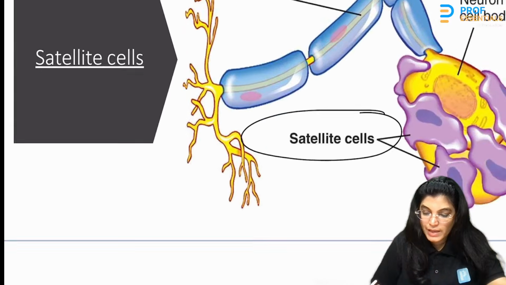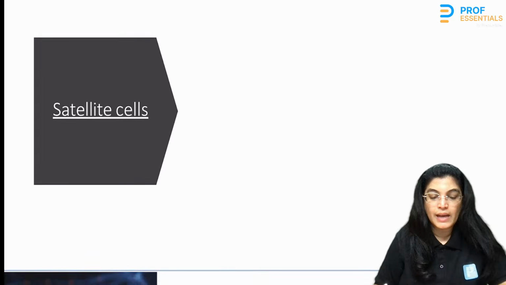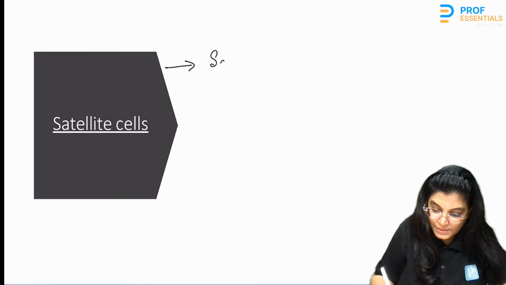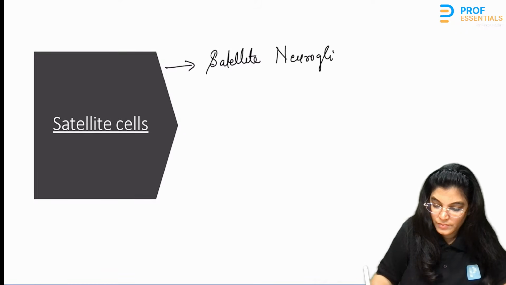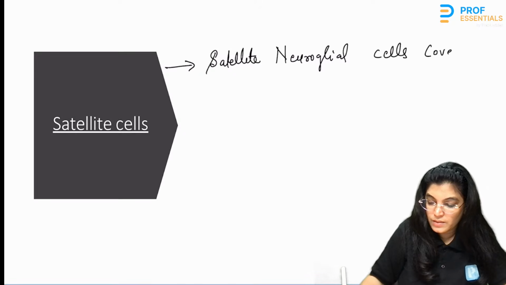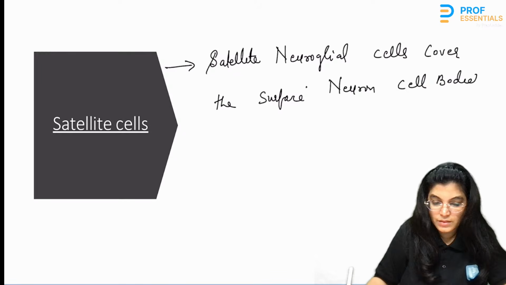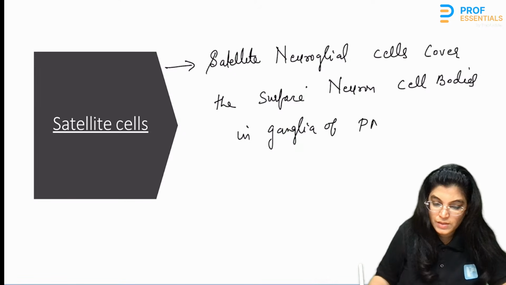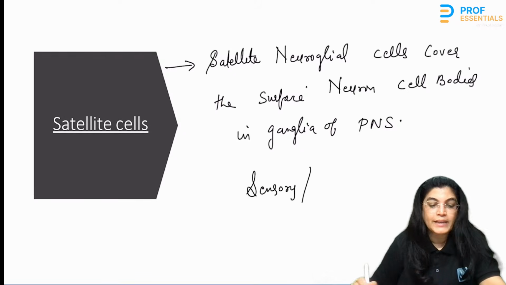Now let's talk about satellite cells. Satellite glial cells cover the surface of neuronal cell bodies in the ganglia of the peripheral nervous system. Where are they found? They are found in the ganglia of the peripheral nervous system, basically in sensory, sympathetic and parasympathetic ganglia.